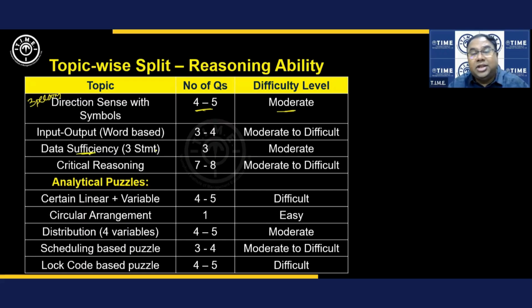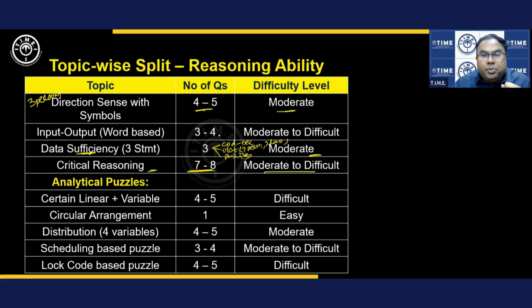Data sufficiency, 3 statement data sufficiency. 1 question on coding-decoding. 1 question on distribution, 7 persons, 7 days were given. And the third one was also based on puzzles. Data sufficiency was moderate. Critical reasoning, 7 to 8 questions, moderate to difficult, where we have questions based on assumptions, course of action, assertions and reasons, strong and weak arguments, conclusions, etc.